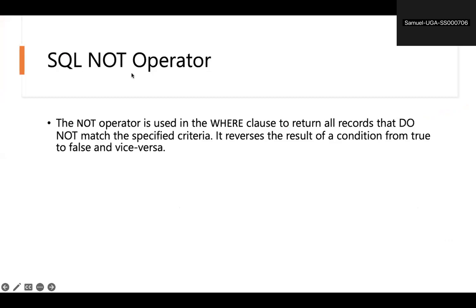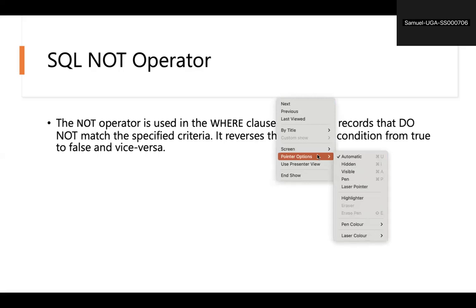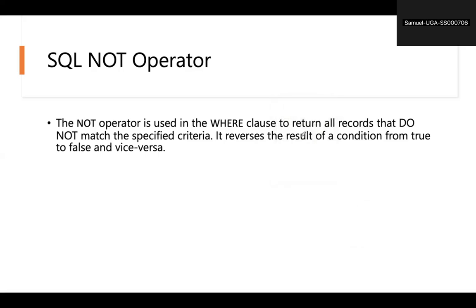The NOT operator is used in the WHERE clause to return all records that do not match. As you hear the word not, it is a negative statement whereby it only picks out the results that do not match the condition. It reverses the result of a condition from true to false and vice versa.